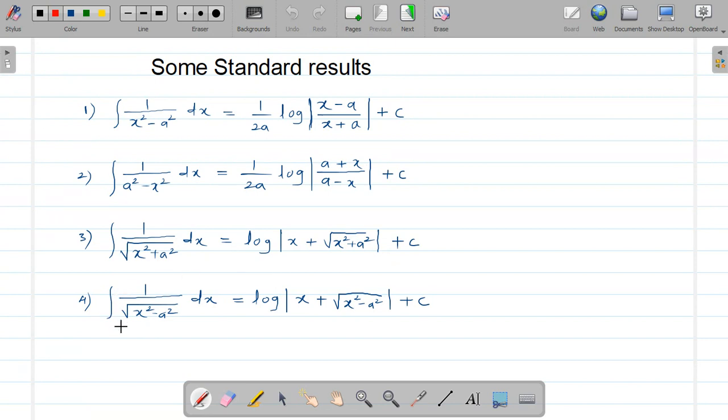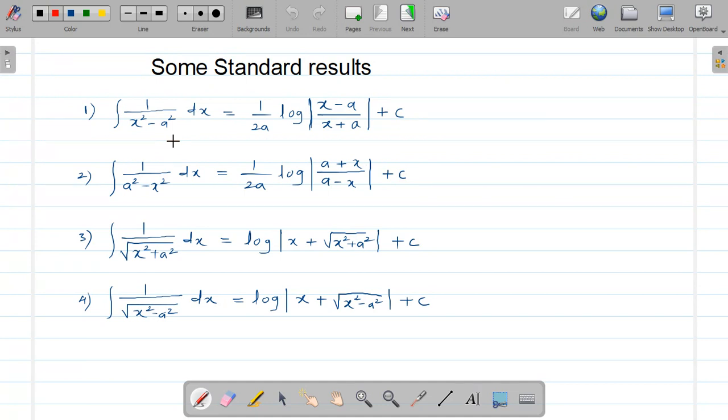And last one, integration of 1 upon root of x square minus a square dx, that is equal to log of modulus of x plus root of x square minus a square plus constant. So all these four results are useful if you have the function in the form of 1 upon x square minus a square, or 1 upon a square minus x square, or 1 upon root of x square plus a square, and 1 upon root of x square minus a square. So this can be used to evaluate the integration of a particular function.